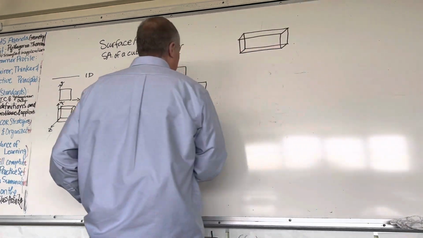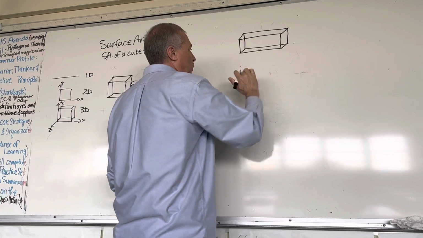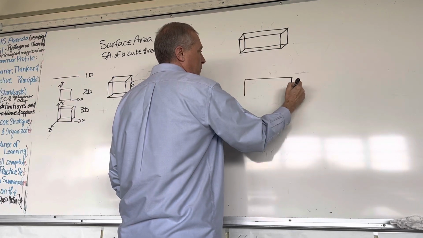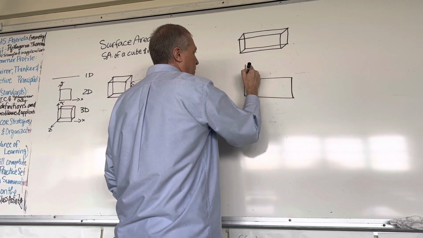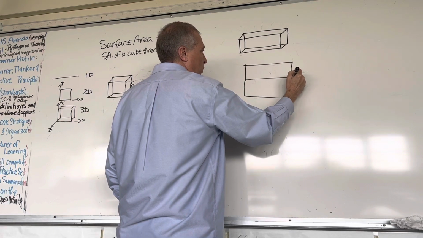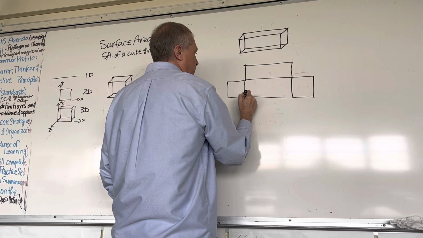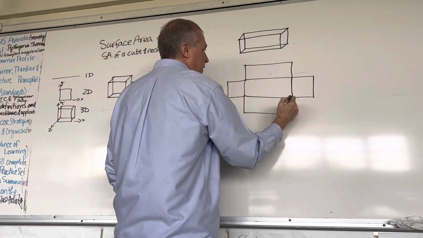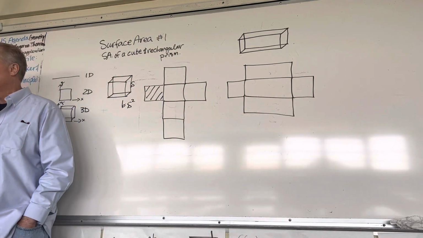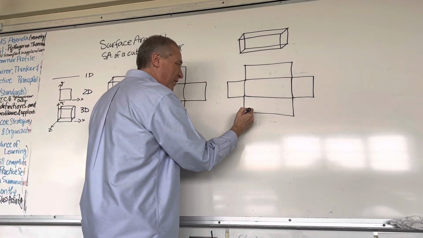So let's map it out in the same net. Let's unfold it this way. Here is a rectangle. Here is a rectangle here. We're going to fold up an end to it. We're also going to add another one. What am I missing? The top. So put another one on for the top.